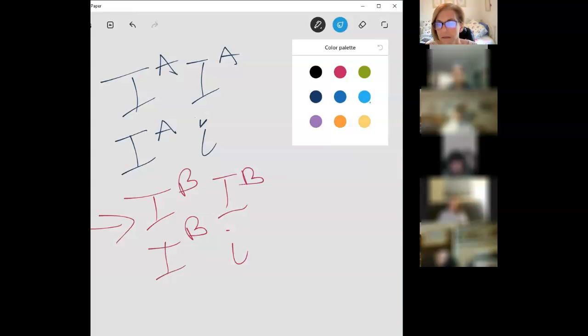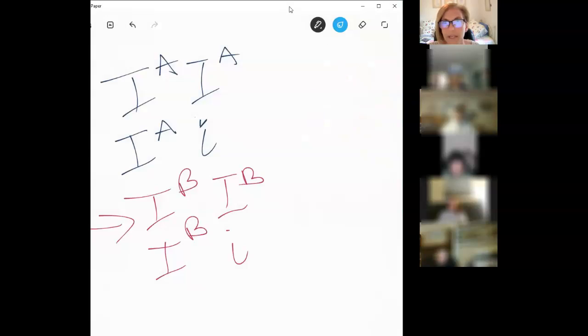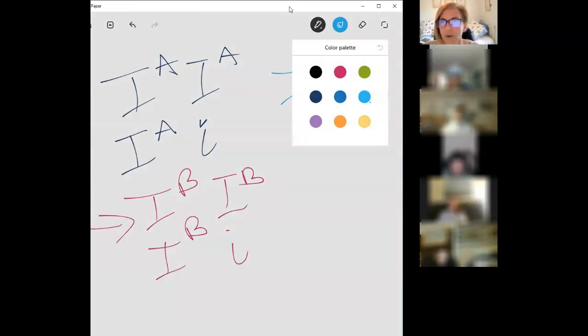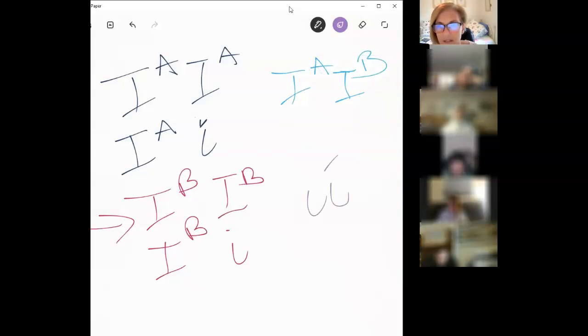AB blood would be heterozygous. I'm sorry, codominant. So they might even just refer to it as codominant. So they're both dominant alleles. So you'd have IA, IB. And the only way you could get O blood is to be homozygous recessive. My dots aren't showing up very well, so I made a slash. That's a little i, little i.